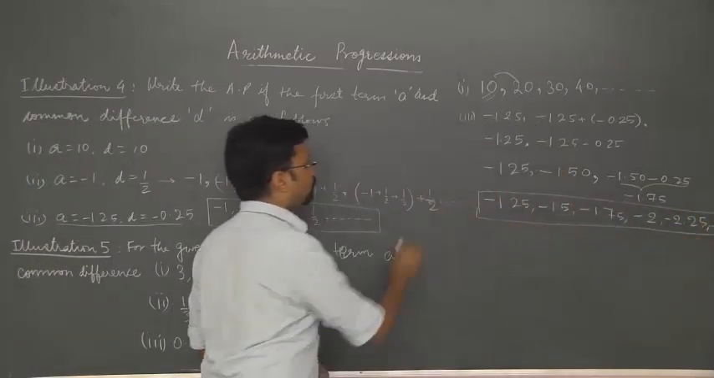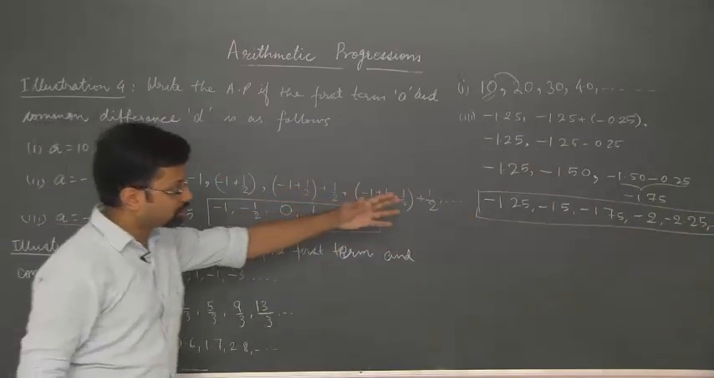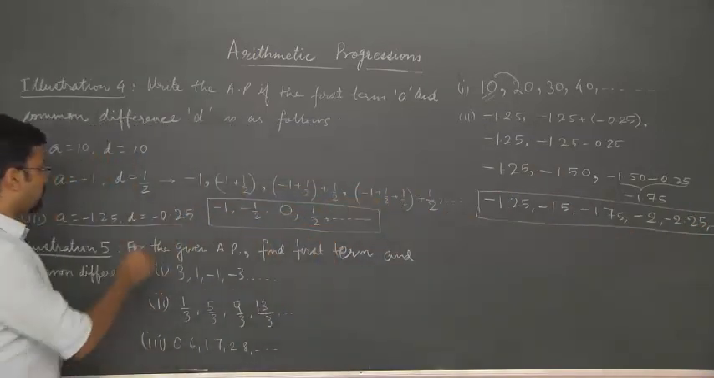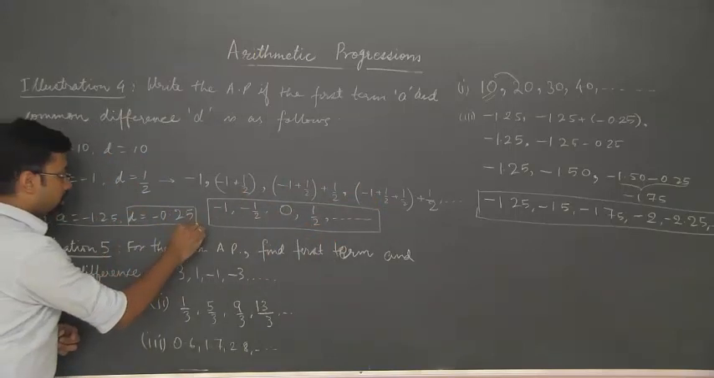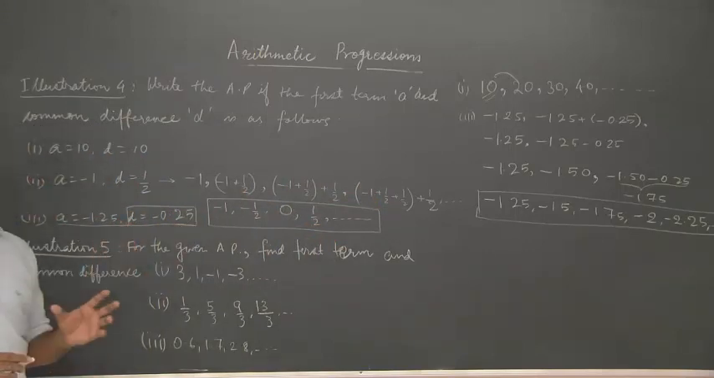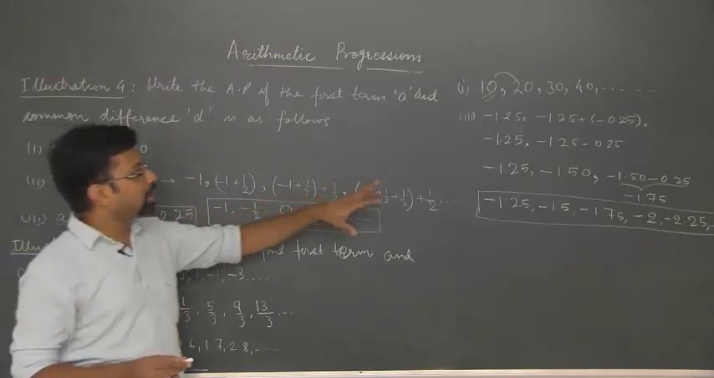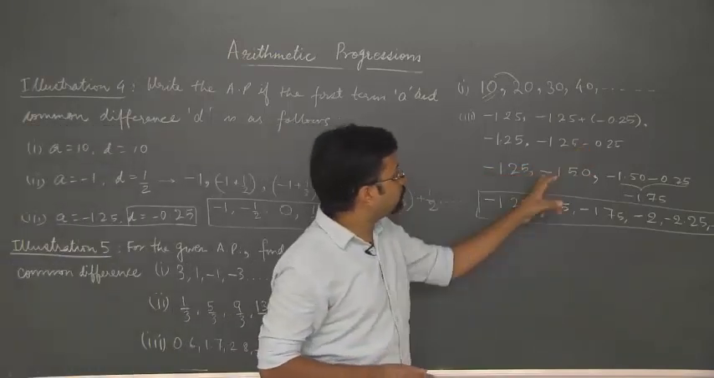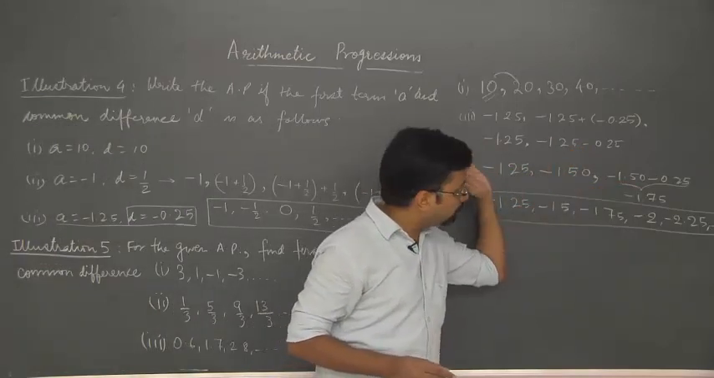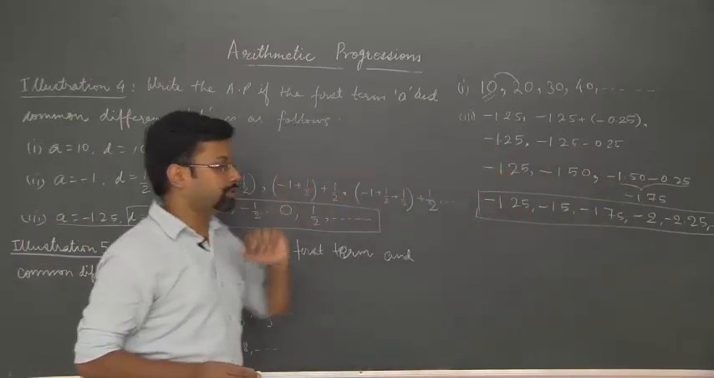I hope you got how we reached this. The common difference, again I would tell you, may not necessarily be a positive number, it could also be a negative number. In that case, you have to add a negative number to each succeeding term. So the AP would be going on decreasing.